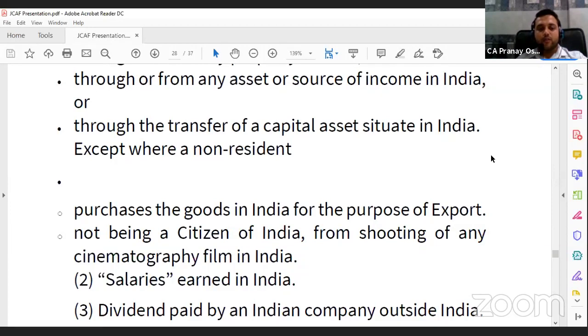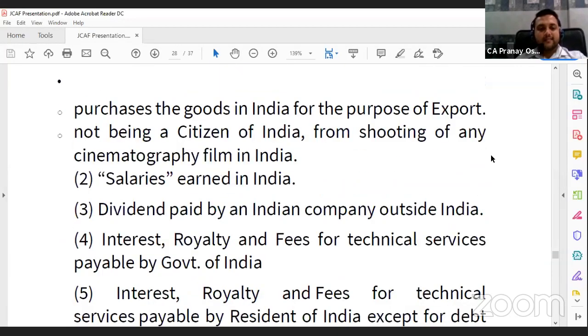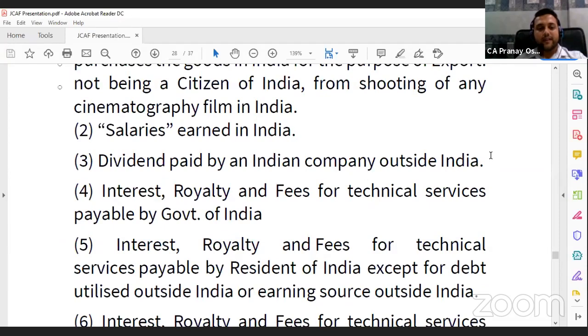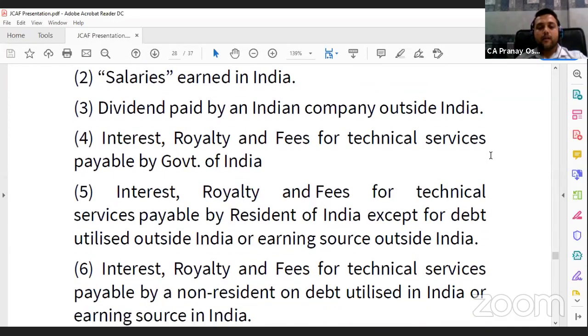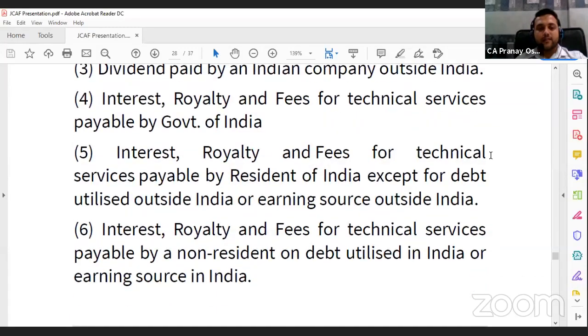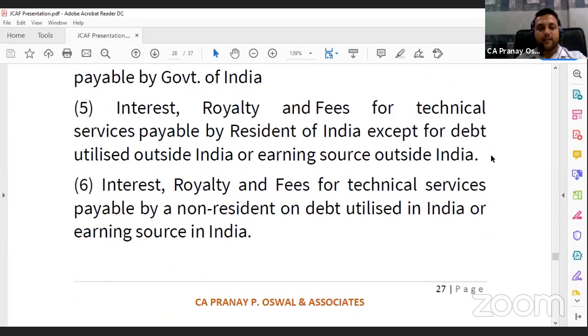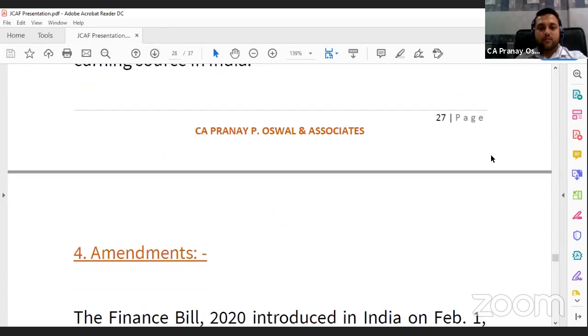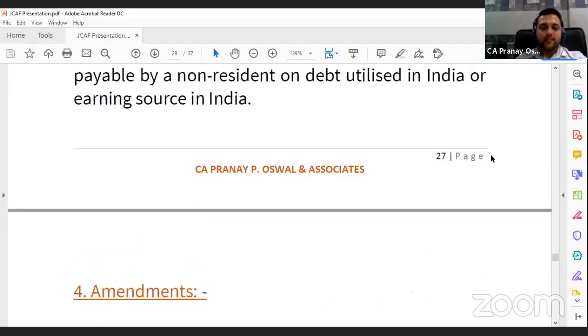the purpose of export, not being a citizen of India, from shooting of a cinematic film in India, salaries earned in India, dividend paid by an Indian company outside India, interest, royalties, fees for technical services payable by Government of India, interest, royalty, and fees for technical services payable by a resident of India, except for the debt utilized outside India or earning source outside India, interest, royalties, and fees for technical services payable by a non-resident on the debt utilized in India or earning source in India. So this was just a list.